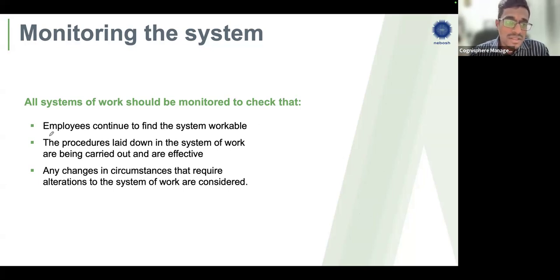So monitoring to check that employees continue to find the system workable. The system is in fact actually working as intended. The procedures laid down in the system of work are being carried out and are effective, and any changes in circumstances that require alterations to the system of work are considered. Okay, so only when you monitor, you will know whether the system is working as required, and also you will know where the system needs improvement, and so that you make the system effective.